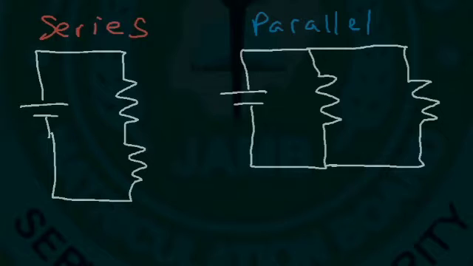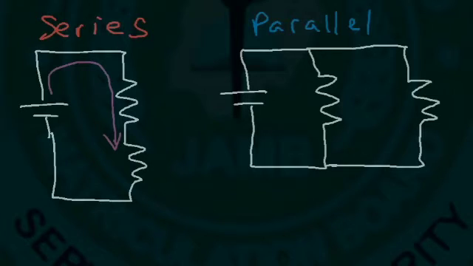A series circuit is a circuit in which current only flows in one direction. So in this circuit, the current has no choice but to flow through each resistor. It can only flow in that single path. So in a series circuit, there's only one path for the current to flow.